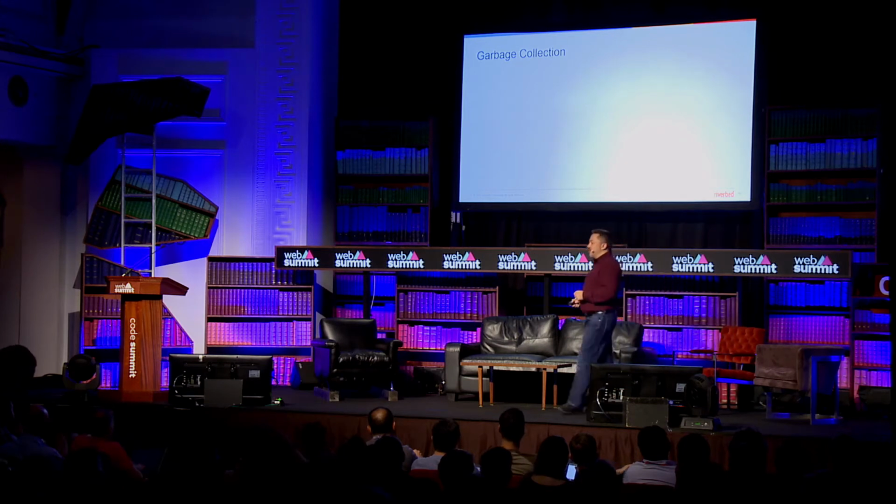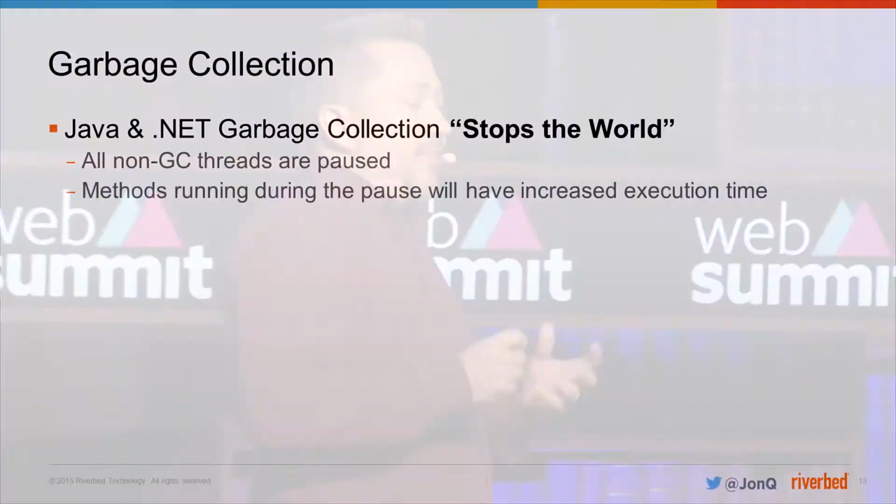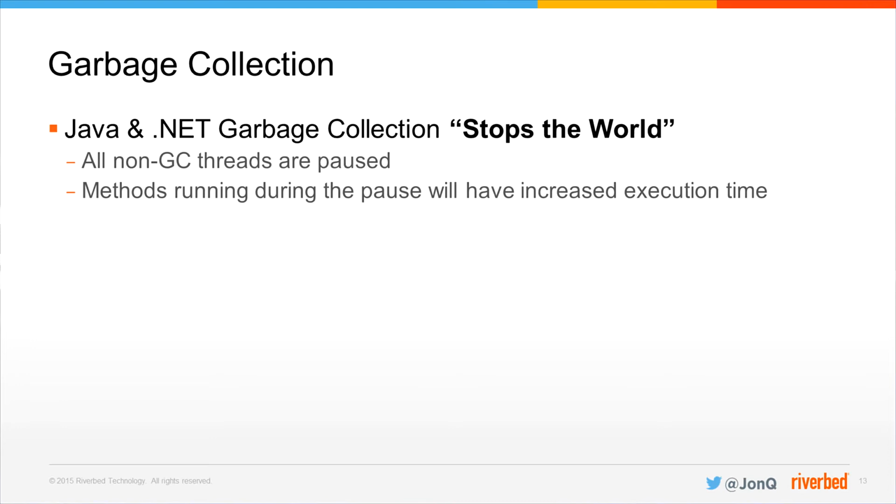I want to talk about garbage collection and dispel some myths that occur here. So Java and .NET garbage collection, as well as JavaScript and Node.js and any other language that has managed memory, will stop the world. What that phrase means is that all non-GC threads get paused. The threads that run the code that you write get stopped until the GC finishes. So any method that is running at that time is just going to get slower.